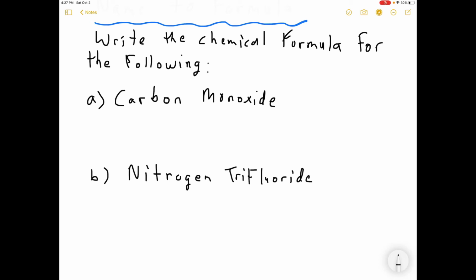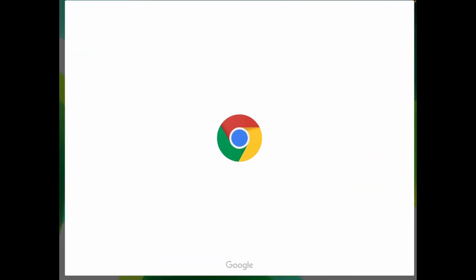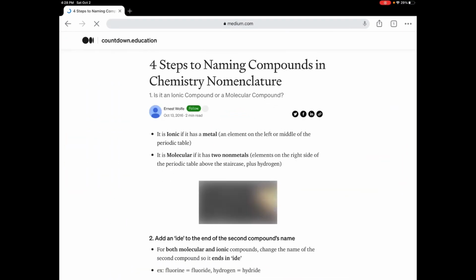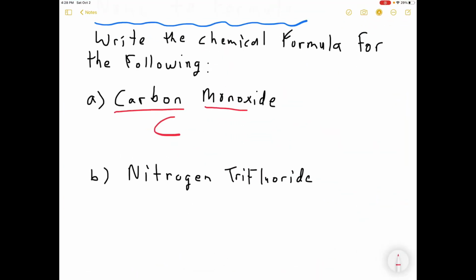So carbon monoxide. Remember that if we see no prefix on the first element, that's because there's only 1. So we're going to just write carbon over here. Then we see that the second element in the compound has mono in front of it. If you look at the chart given here, mono refers to 1. So we're just going to write 1 oxygen, CO. This one's a little different because we go from the name to the formula and work a little bit backwards.